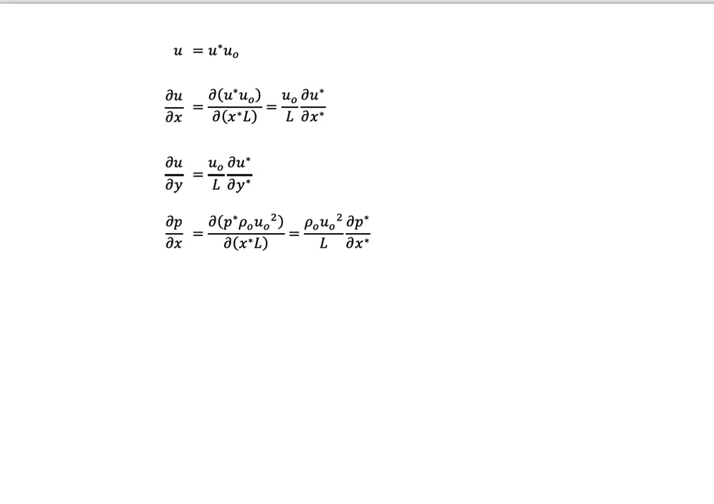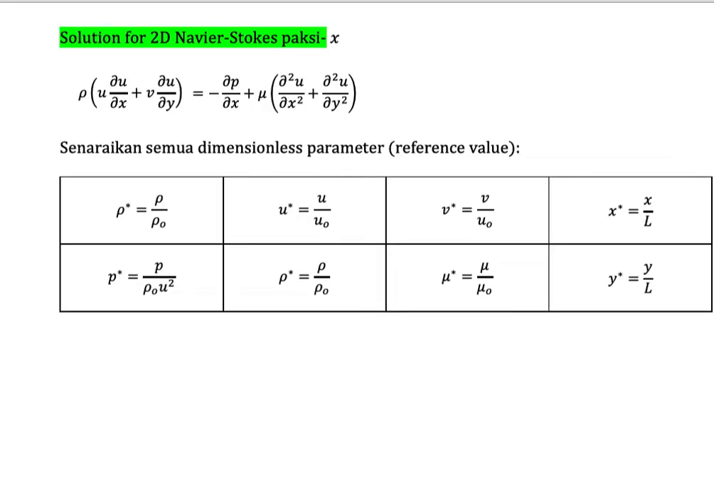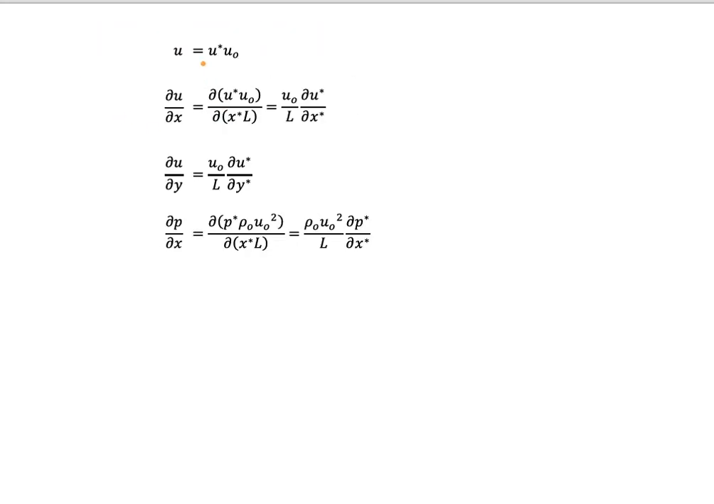Okay, so the problem is that we have the value of du over dy, but in the dimensionless parameters we don't have du dy. We only have u star equal to u over u naught. So how could we get the value of du dx? The idea is like this. We assume that u is equal to u star times u naught.